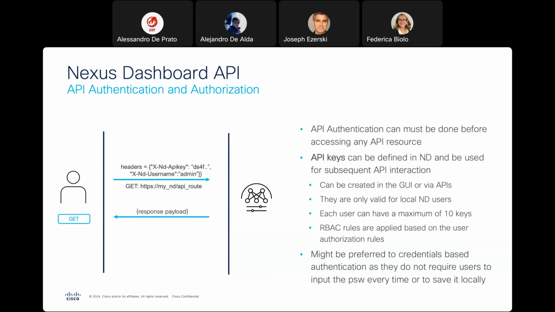And the option is the API keys. Every local user, not remote users, but only local users, can request an API key to be generated, up to 10 API keys for every user. This API key can be used inside the headers every time you send an API request to Nexus Dashboard Fabric Controller. That is going to be enough to tell Nexus Dashboard Fabric Controller, hey, I'm receiving a request from user Alessandro. I know that user Alessandro has these authorization rules, so I know exactly what he can request and what he can access. And this is a much better option, especially in the case where you want to embed this in some sort of scripts.